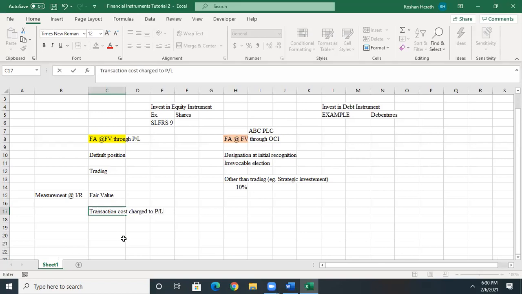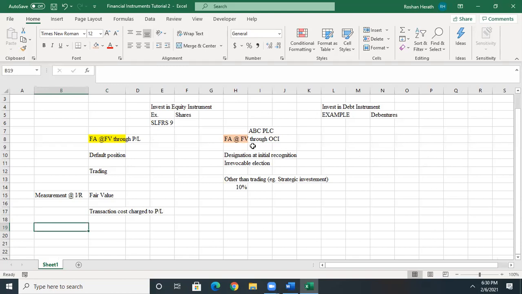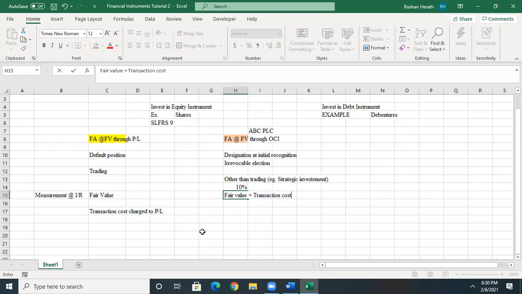That's what you do. Then what about the financial asset at fair value through other comprehensive income? Initial measurement: fair value plus transaction cost. That's how we initially measure. So this is a remarkable difference. Here we charge the transaction cost to the P&L, whereas here we capitalize the transaction cost. That is one fundamental difference. Then, what about subsequent measurement?